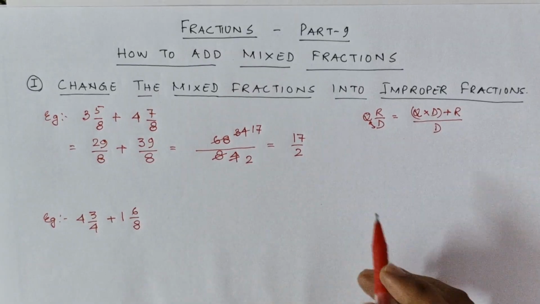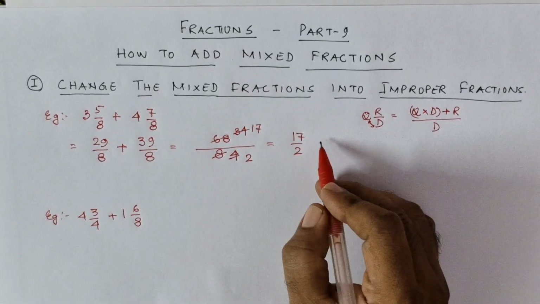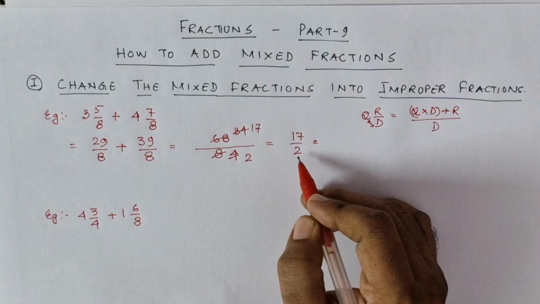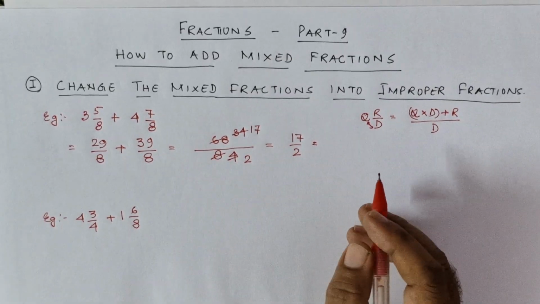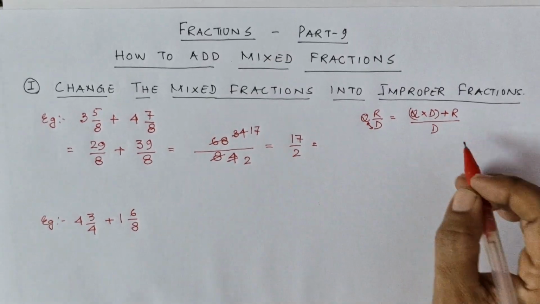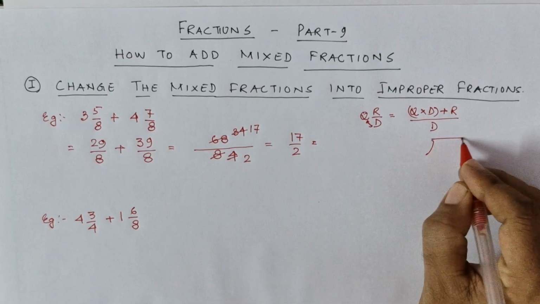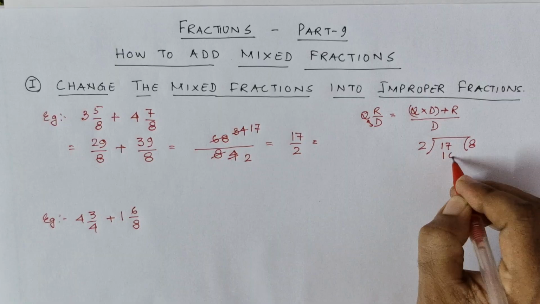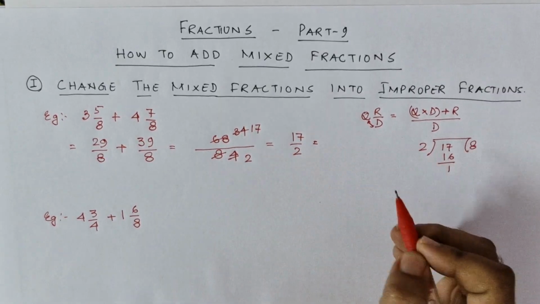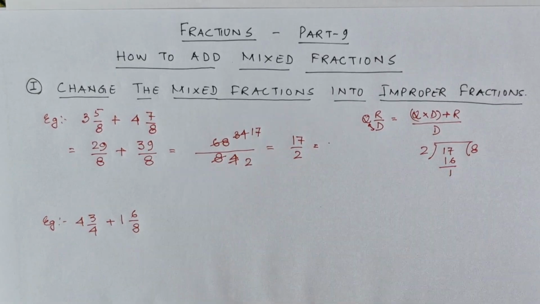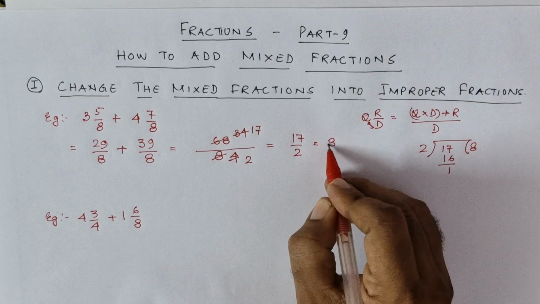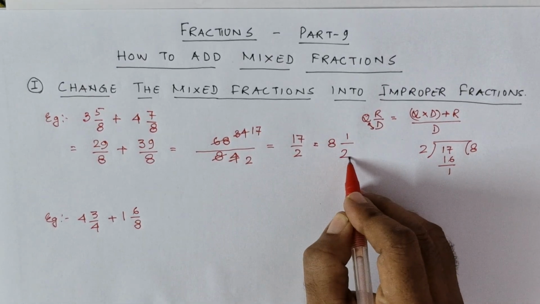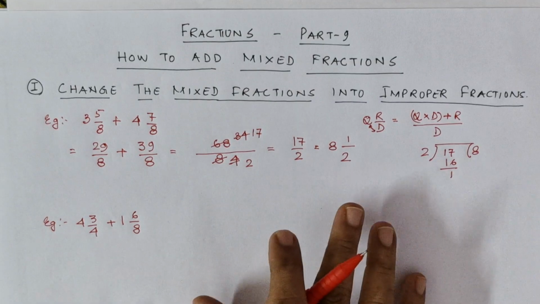Now again revert this back into a mixed fraction. 17 by 2 is an improper fraction again, so convert this into a mixed fraction. 17 divided by 2: 8 2s are 16, so 1 is the remainder. So 8 will be the quotient, 1 will be the remainder, and 2 will be the denominator. Got it? So it's a very simple way.